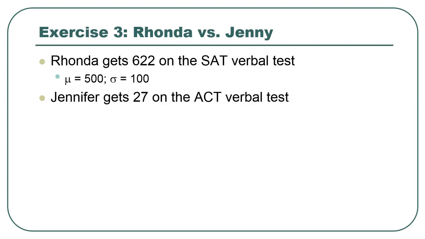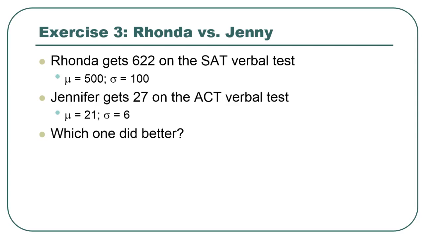Jennifer doesn't take the SAT, she takes the ACT verbal. And they're reading and finding out that these are really comparable tests. They're just scored on a different metric. So the ACT verbal has a mean of 21, standard deviation of 6. These are very different things. You can't just say, oh, Rhonda got a 622. She did way better than Jenny. Jenny only got a 27. No, because we have to take into account the scaling and variability of their own distributions.